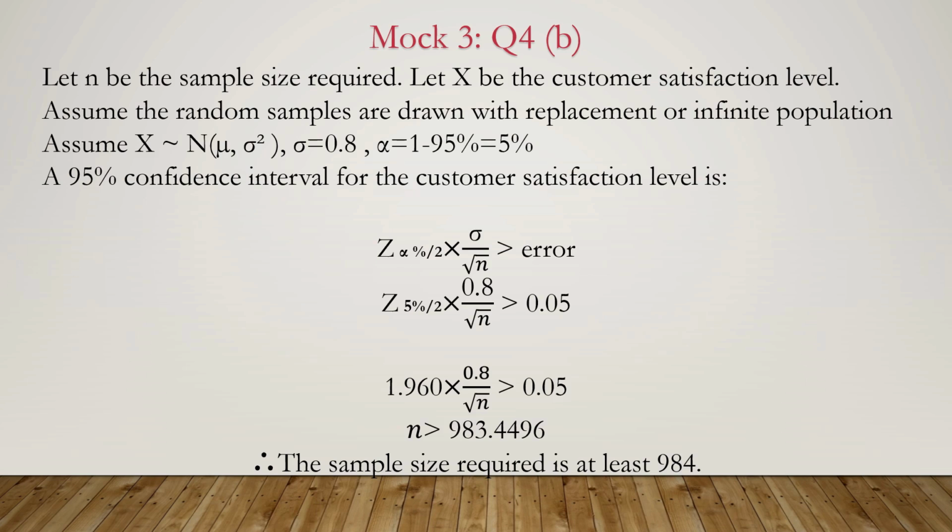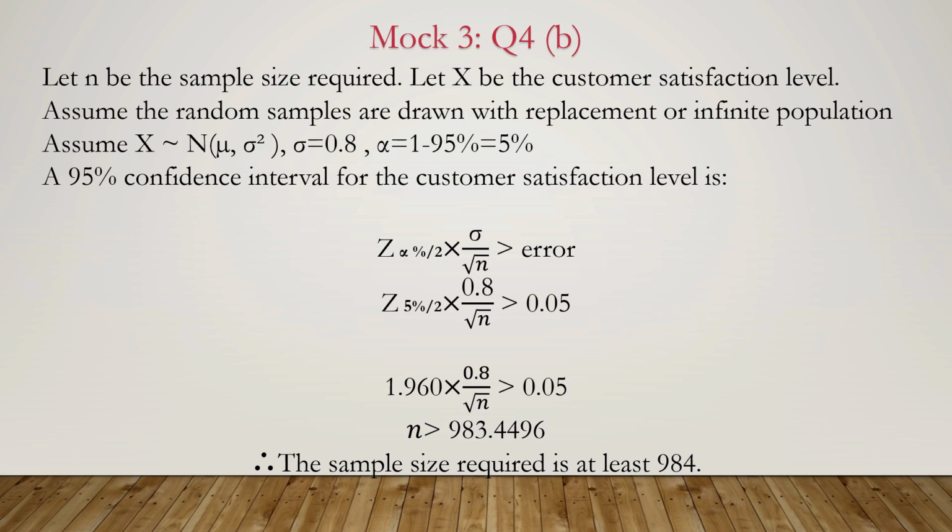First, we need to make the following assumptions. Let n be the sample size required. Let x be the customer satisfaction level. Assume the random samples are drawn with replacement or infinite population. Assume x follows normal distribution with a mean of mu and a standard deviation of sigma. Based on the information given by the question, sigma equals the population standard deviation, which equals 0.8, and alpha equals 1 minus confidence level, which equals 1 minus 95% and equals 5%.